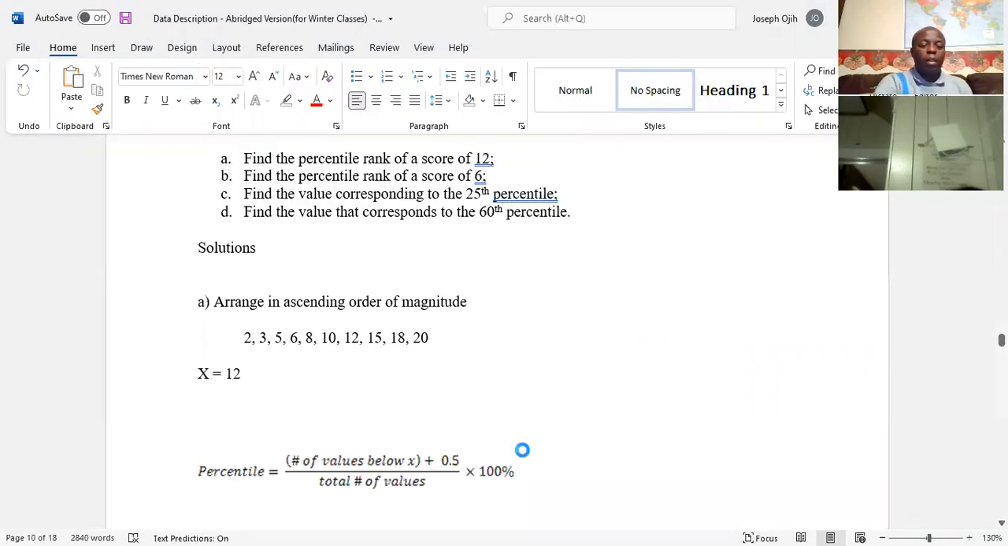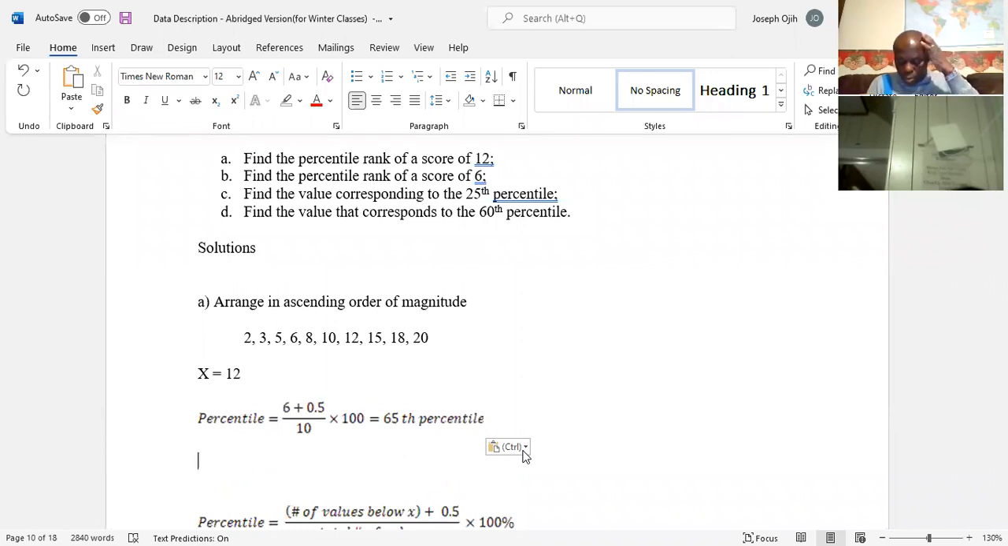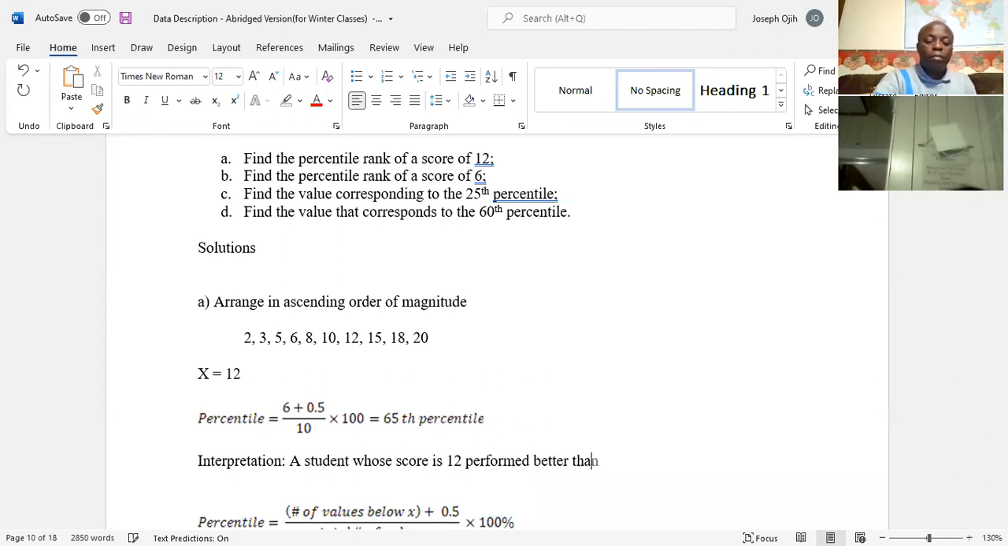So that gives us the 65th percentile. So that means a student who scored... how do you interpret this? Interpretation: a student whose score is 12 performed better than 65% of the class in the test.